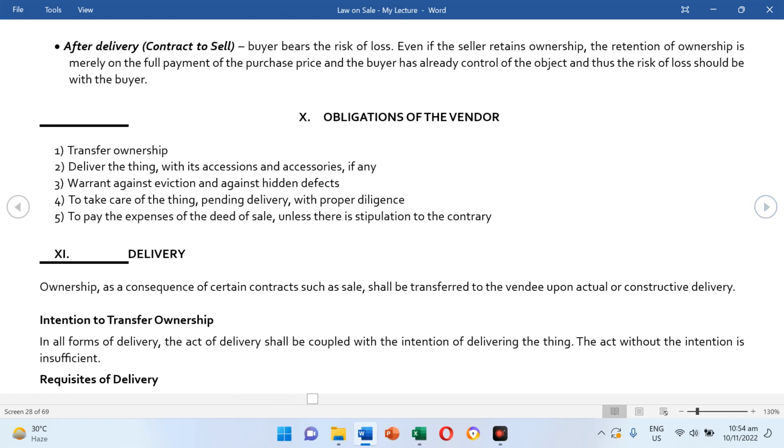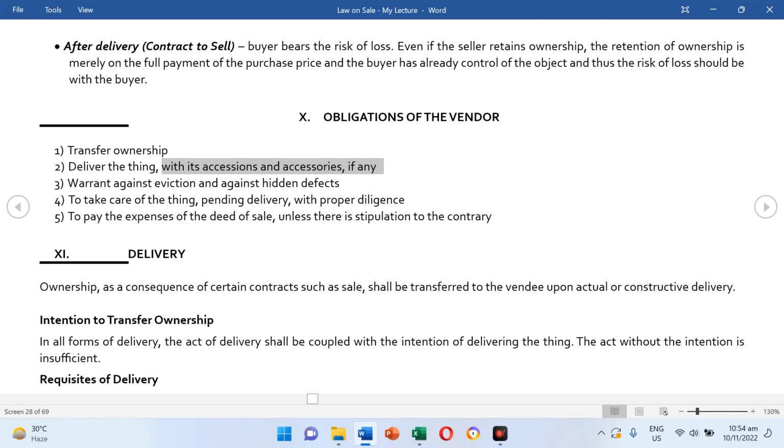Obligations of the vendor. So what are the obligations of the vendor? Number one, transfer ownership, no? By delivering the thing with its accessions and accessories. So general rule, kasama yung accessions and accessories even if they are not agreed upon by the parties. Automatic kasama yung accessions and accessories. Bumili ka ng kotse, kasama yung gulong, kasama yung aircon ng kotse.